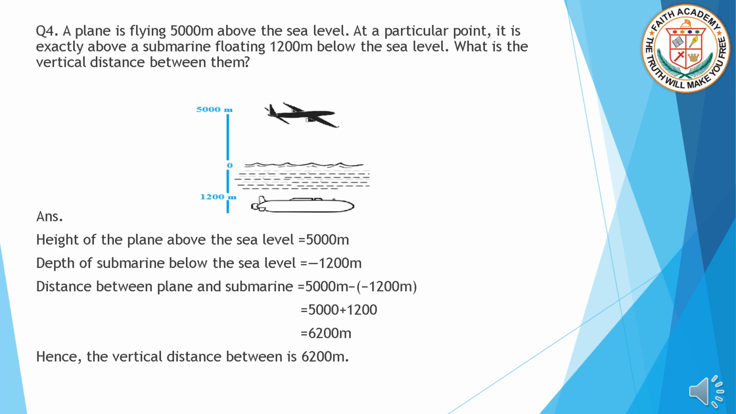Now when we are finding the distance between the plane and the submarine, we'll write it as 5,000 meter minus of negative 1200 meter. Whenever two signs come together, we use the rule of sign, which says that negative and negative becomes positive. So the next step comes out to be 5,000 plus 1200, which gives us 6,200 meter. So the vertical distance between the plane and the submarine comes out to be 6,200 meter.